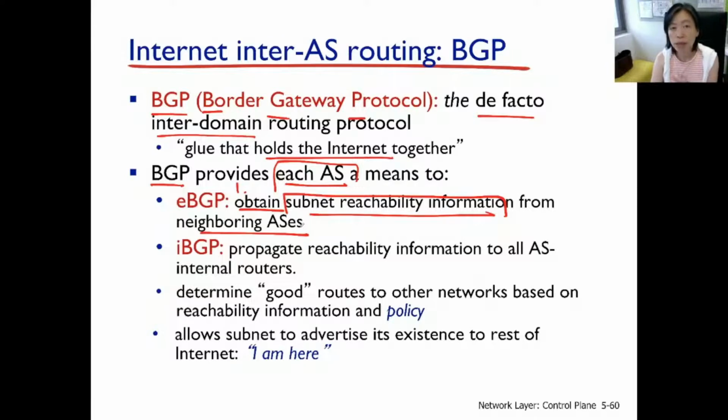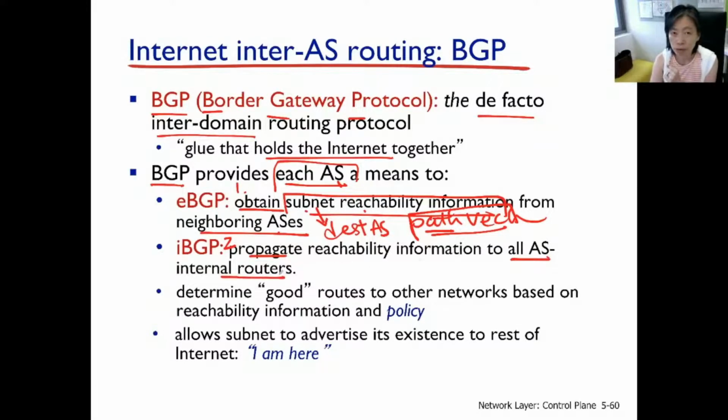This is very similar to distance vector. A router receives distance vector from the neighboring routers. So the gateway routers in the AS receive path vector from the neighboring AS's gateway routers. By subnet reachability information, we mean the path for each destination subnet for each destination AS. And there are many of these destination ASs, therefore, we receive the path vector from the gateway routers of the neighboring ASs.